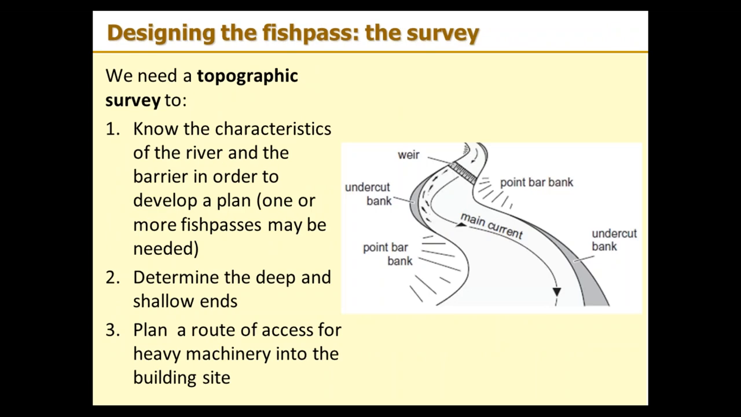Why do we need a topographic survey? We need to know the characteristics of the river and the barrier in order to develop a plan. And we have to consider that maybe we need more than one fish pass. We need to determine the deep and shallow areas in the river bed to know, for instance, the main current at the different flows, because it will be determinant to know the way the fish go upstream. And we will need to plan a route of access for heavy machinery into the building site.